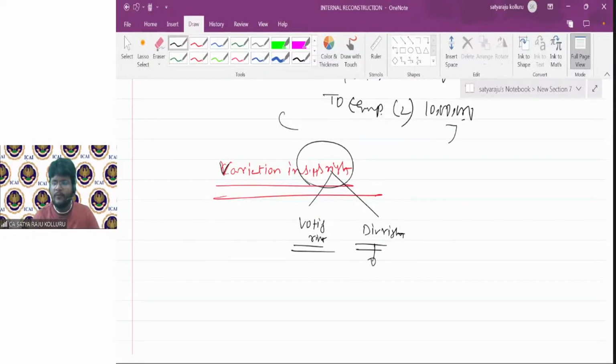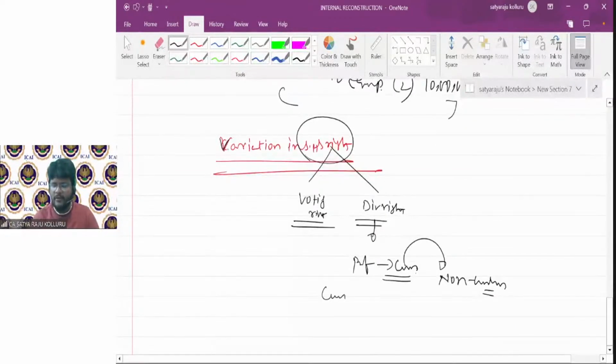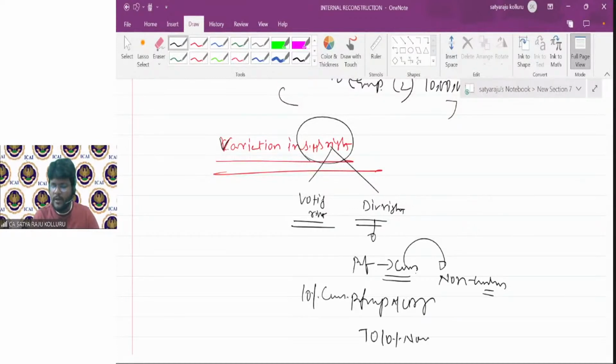Earlier, that is before the internal reconstruction process occurs, the preference shareholders are cumulative preference shareholders. Now we are converting the cumulative preference shares into non-cumulative preference shares. Now what is the journal entry, sir? You need to cancel cumulative preference share capital. If it is 10% preference share capital, let us assume 10% cumulative preference share capital account debit to 10% non-cumulative preference share capital. That's it.